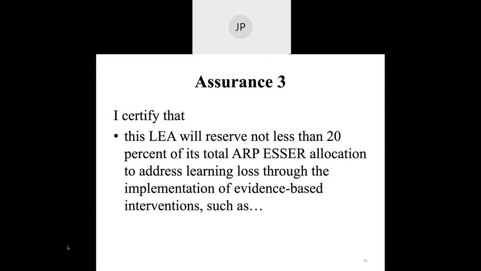The third assurance relates to the learning loss provision that was discussed by Dr. Payne. As part of the third assurance, the LEA is certifying that they will reserve not less than 20% of the total ARP ESSER allocation to address learning loss through the implementation of evidence-based interventions, such as. I want to highlight the language right here, such as, because I think that is something that everybody needs to pay attention to. It is the legislators, it is the U.S. Department of Education signaling that the following list isn't going to be exhaustive, that these are exceptional examples of compliant interventions. However, it is not an exhaustive list.